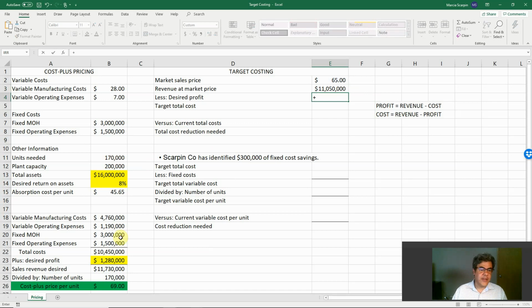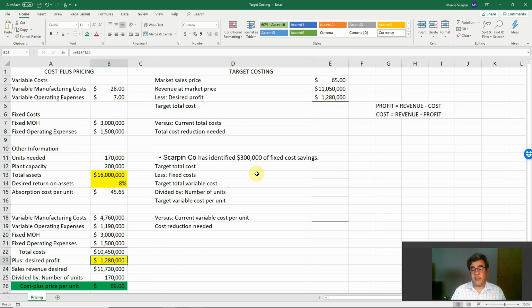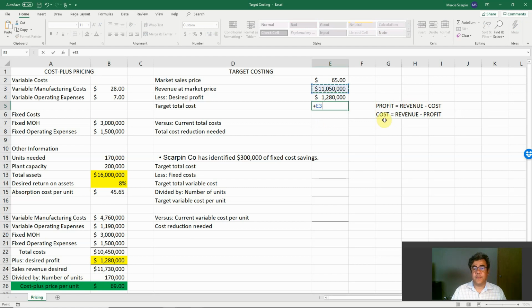And our desired profit, total assets times desired return on asset, is 1,280,000, the same 1,280,000 of the cost plus approach. So the target profit equals revenue less cost, so cost is equal to revenue less profit. Revenue less profit is 9,770,000.